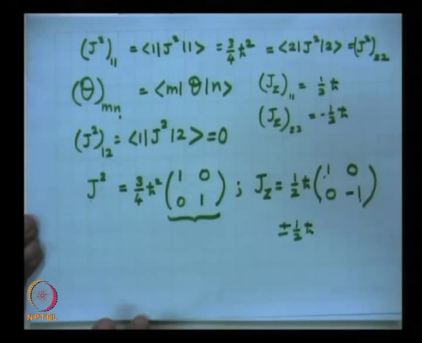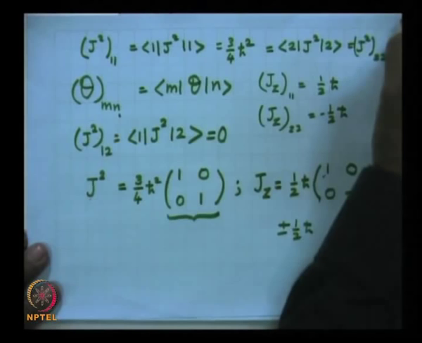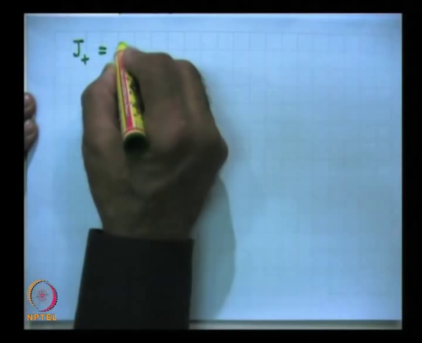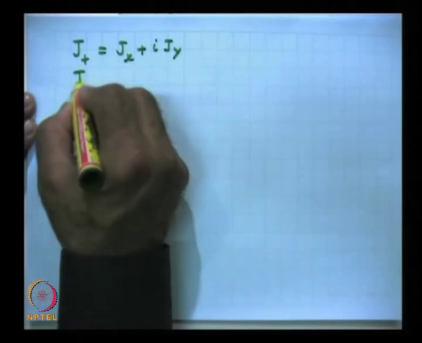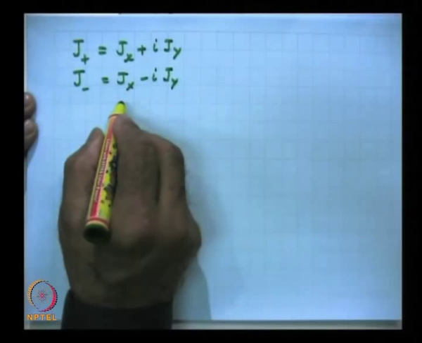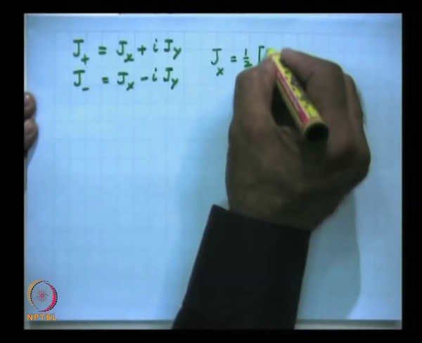Similarly, we had obtained this for Jx also. For example, we had defined the two operators. If you recollect, J plus was equal to Jx plus i Jy, and J minus was equal to Jx minus i Jy. If I add the two, I will get Jx is equal to half J plus plus J minus.